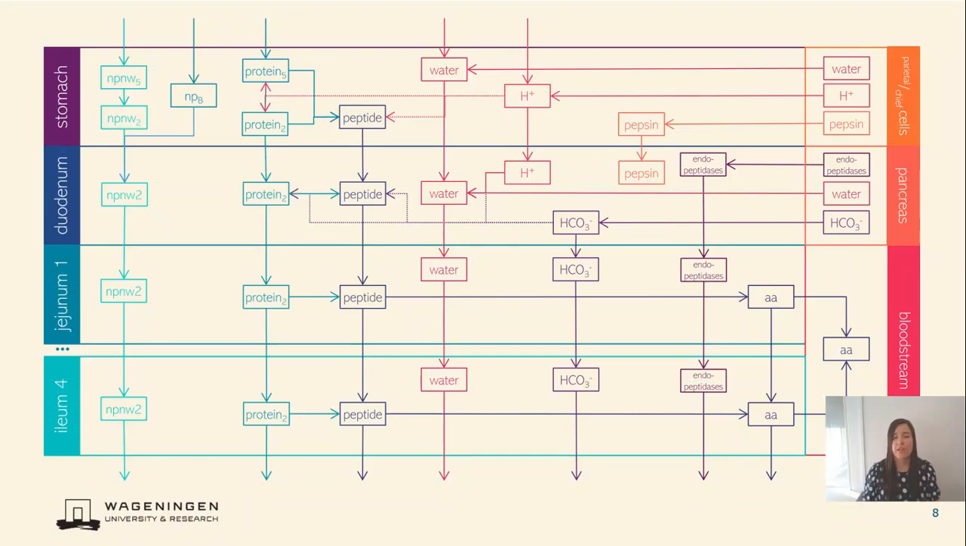This is the flow diagram of our model. It includes the processes that we deem most relevant to protein digestion. And this is where the mass balances come in. Each box in this diagram represents a pool of a nutrient or a secretion, and each arrow represents a flux, again as transit, secretion, or transformation of a nutrient. We assume that the contents of each compartment are ideally mixed.